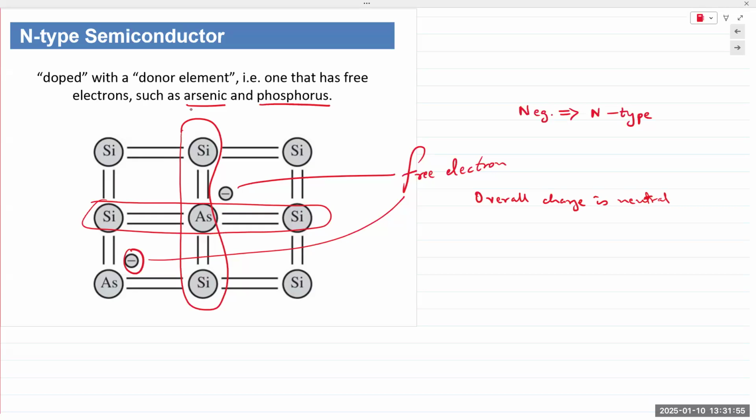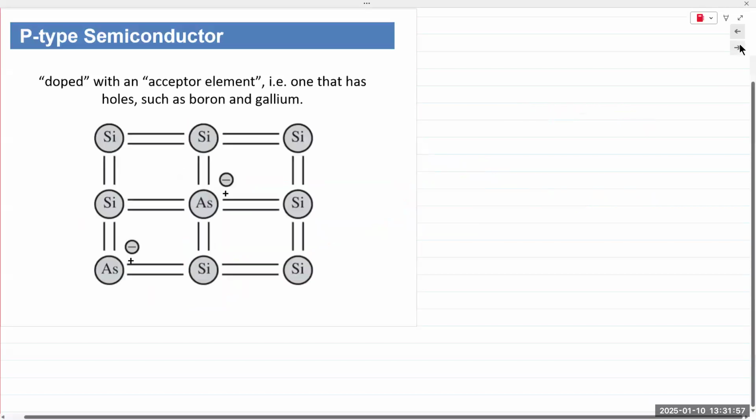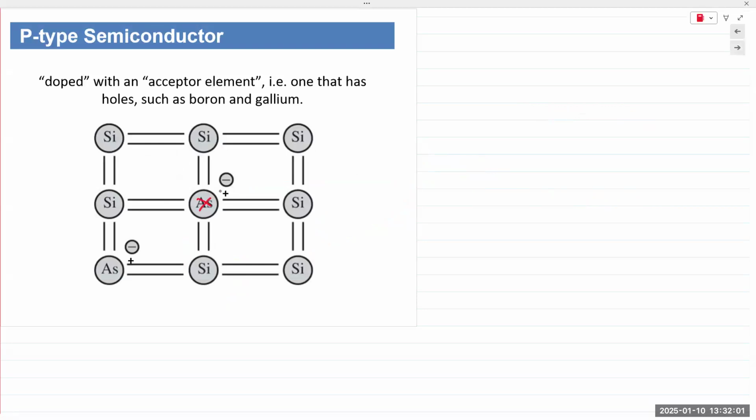On the other hand, if we take column 3 elements like boron, this shouldn't be arsenic. This should be boron. And this should be plus. It's a lack of electrons. So actually, let's just cancel it out. Boron or gallium from column 3.